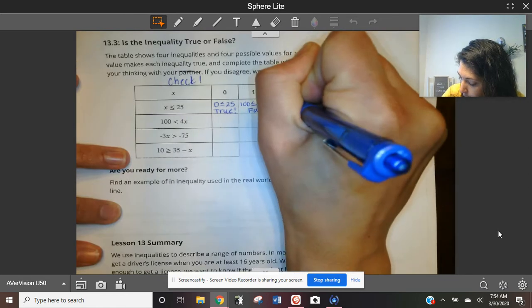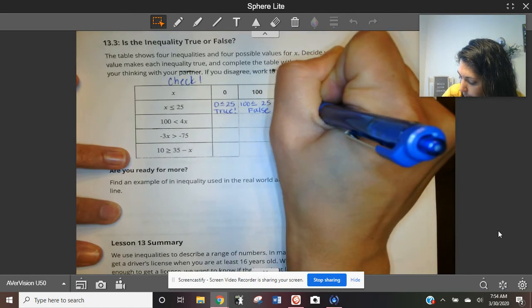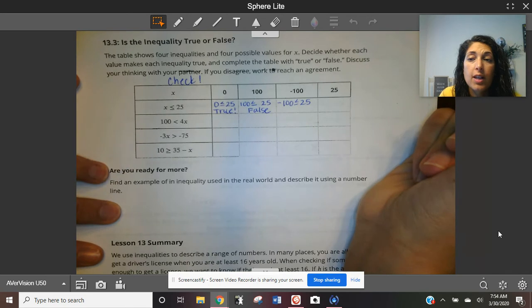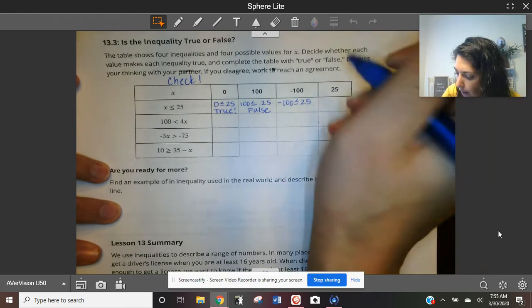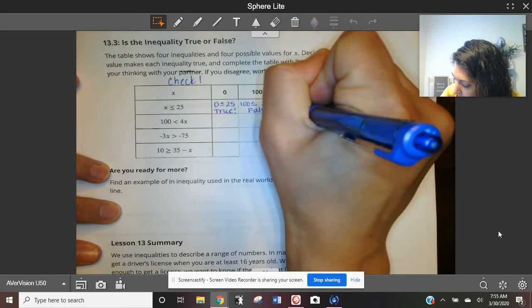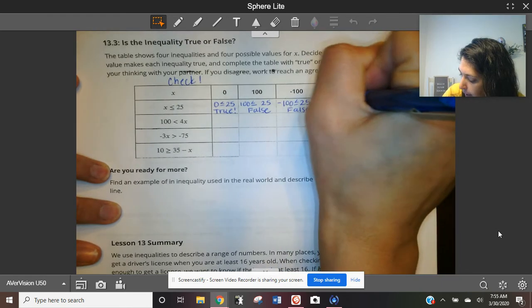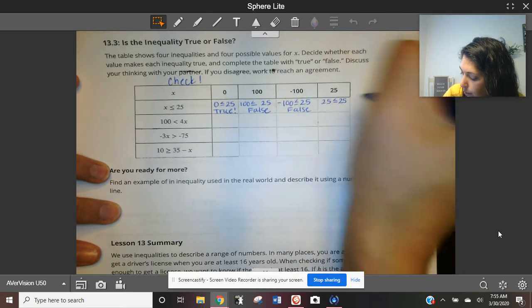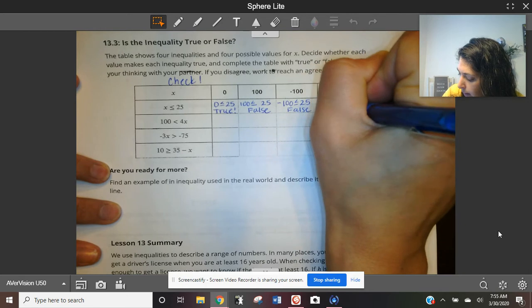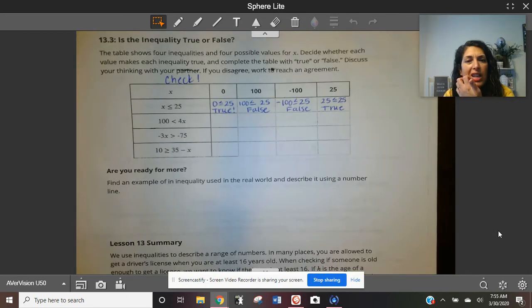Negative 100 is less than or equal to 25. And if you guys need to draw a number line, by all means, please do that. That is going to be true because it's negative. And then is 25 greater than or equal to 25? That is true. So again, all you guys are doing is going through, substituting in, and seeing if it's true or false.